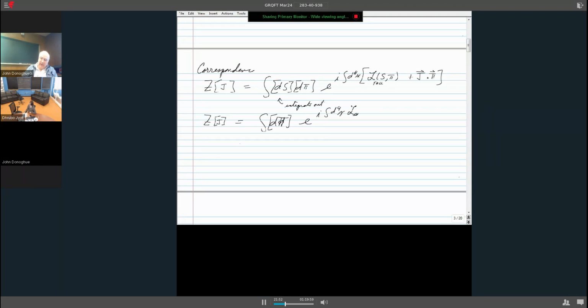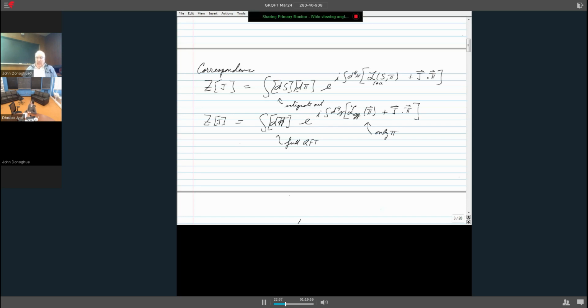And now we're going to integrate out this S. We're going to write exactly the same thing. It's just an integral. You still have d pi. You have e to the i integral d^4x L effective, a function of pi only, and then J dot pi. The goal is to have these make the same matrix elements. And so this is an operational definition. You just do that path integral.